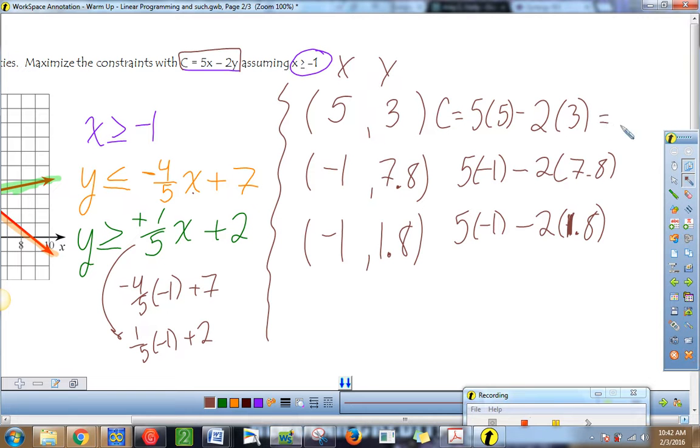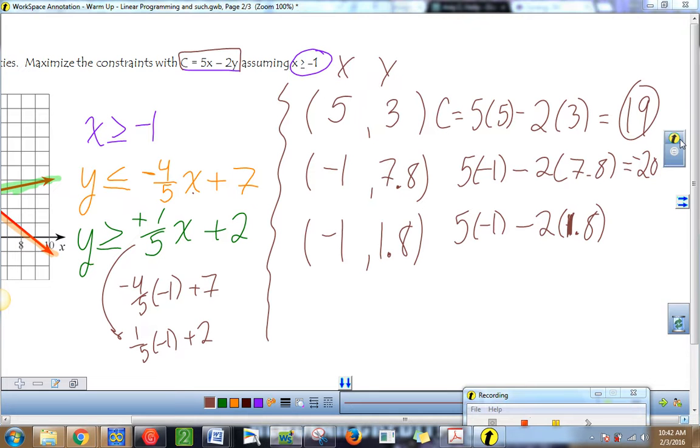21. This guy's 21? Can I just trust you? Are you sure? 25 minus 6? We go with 19? You want to use a calculator for decimals, I'm not going to blame you. Okay. I don't know that off the top of my head. Somebody check on the calculator, tell me what you did. Negative 20.6. Okay?